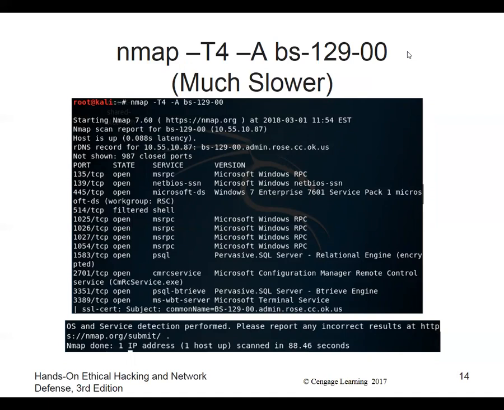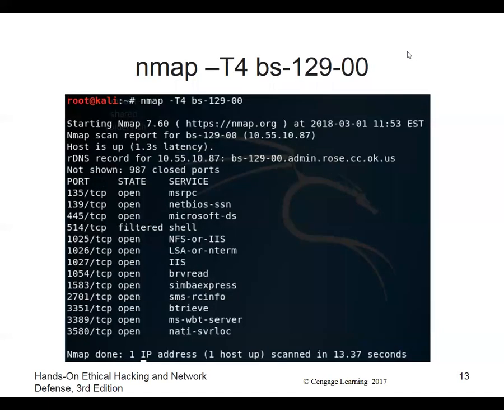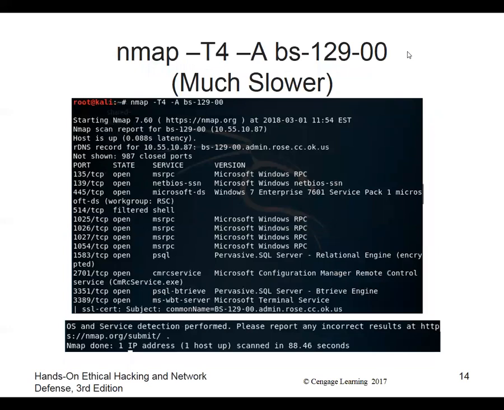3389, that's terminal services. See, on this slide, it basically said MS-WBT server. Over here, it says the same thing, but then adds Microsoft Terminal Service. So it gives us a lot more information. And then it actually had a tree that literally showed tons of information. So again, I didn't want to put the whole slide on. It was very long.